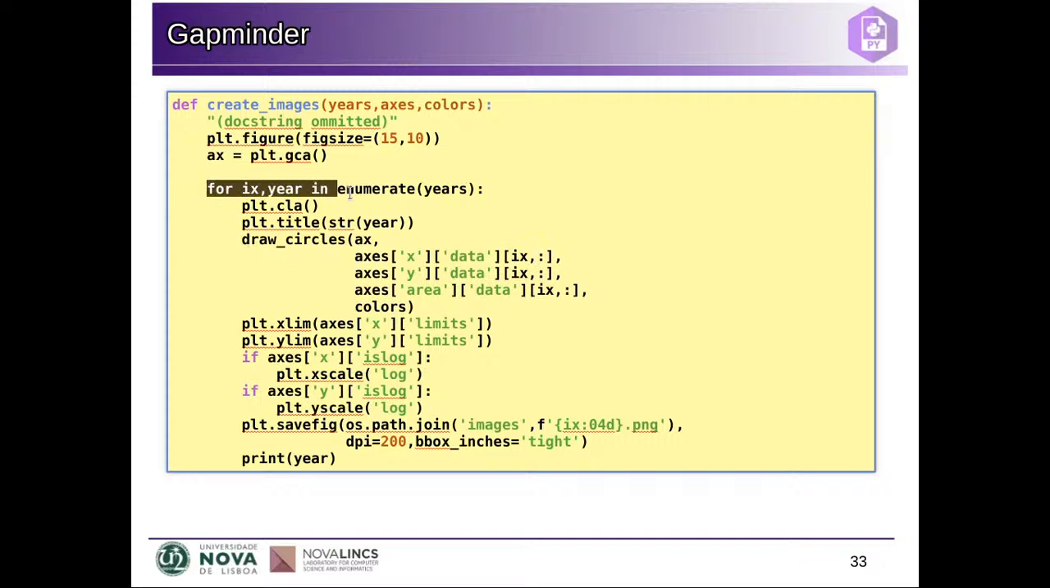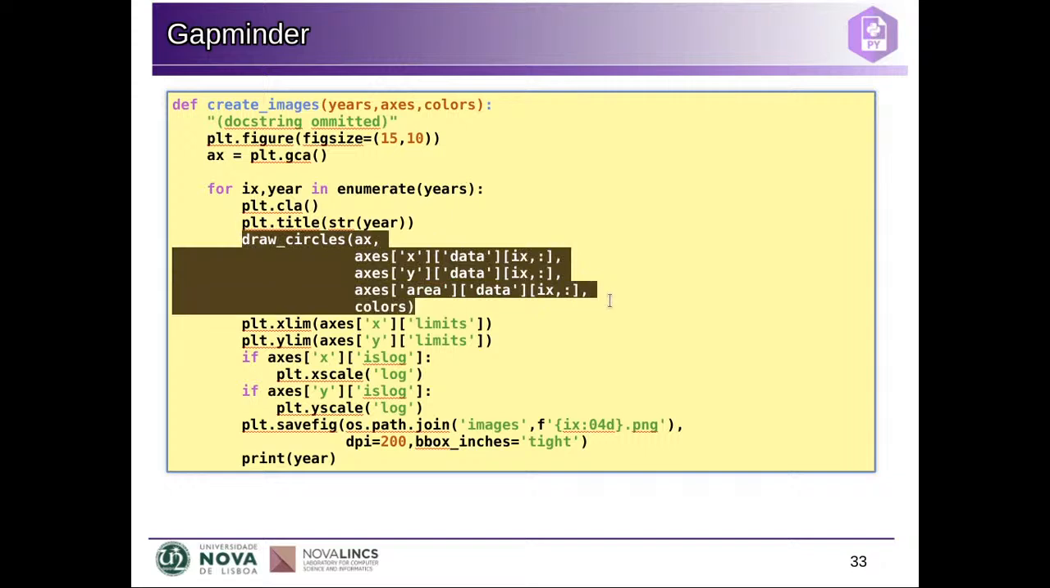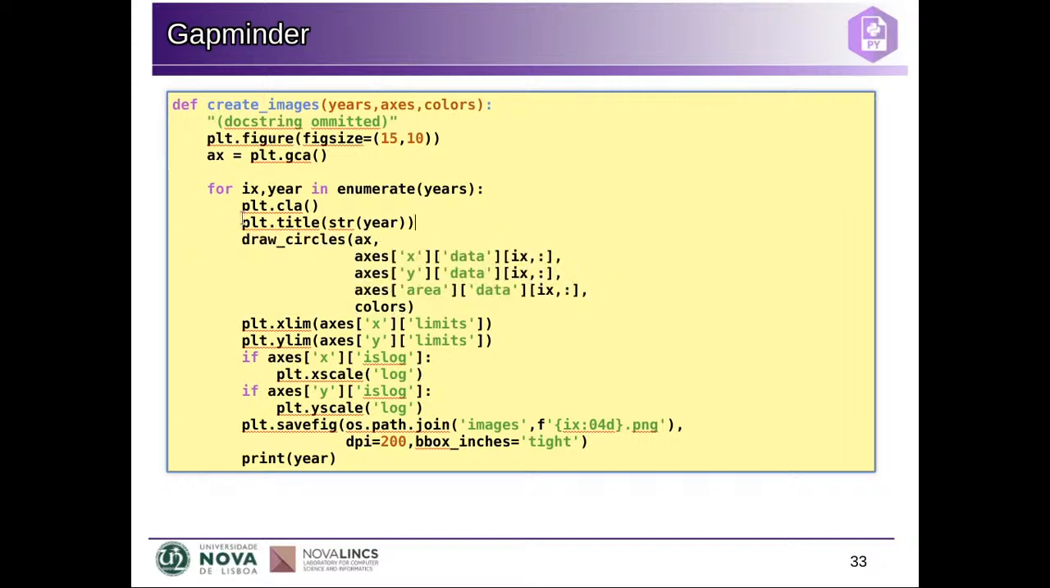So we're going to loop through all the years that we have, and we're going to get for each particular year the row in this matrix that corresponds to the year. And all the columns will have the data for all the countries. So this draws the circles for all the countries in one particular year. We also set the title to be that year, so we can see the years changing over time.